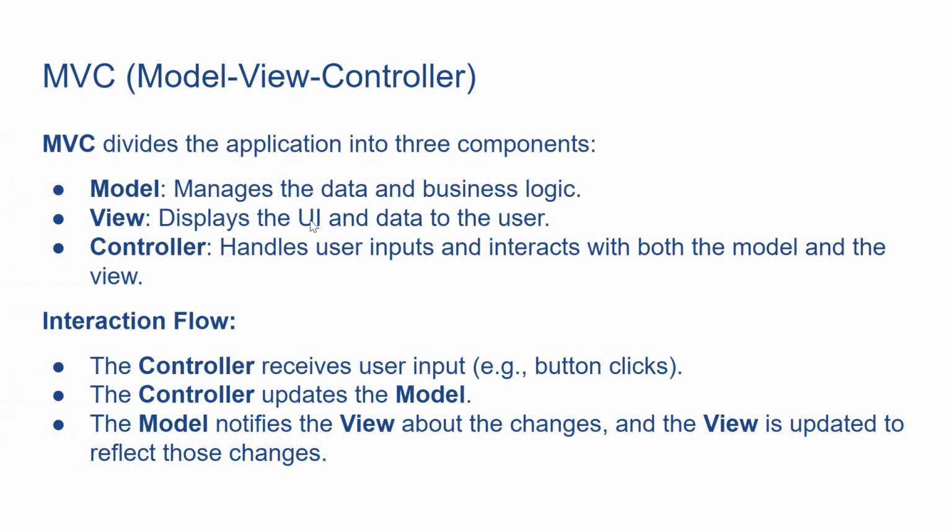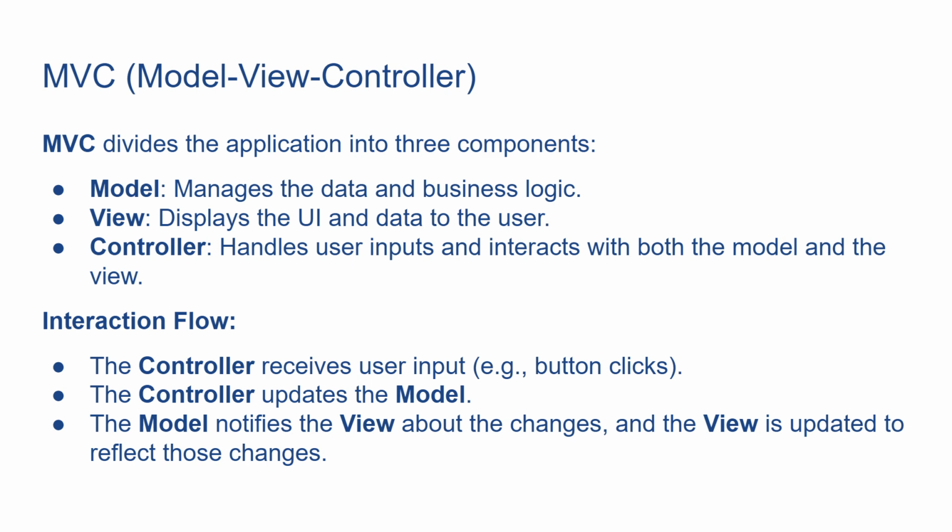We have three components in it, that is model, view, controller. In the model, whatever data is coming from JSON will be converted into object format. In the view, whatever displays the user interface and the data to the user will be covered in the view part. The controller basically handles the interaction between model as well as view.